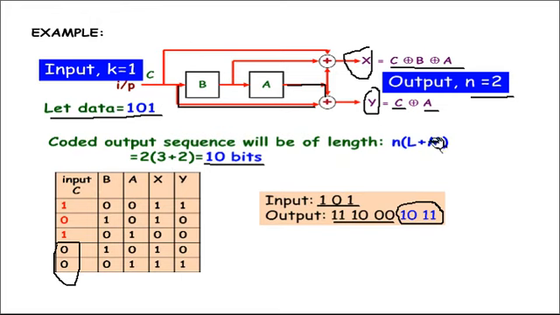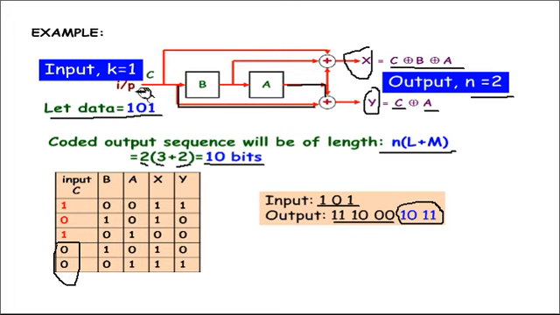How to calculate this 10 bits? It is with the formula: the coded output sequence will be of length n into L, that is, the number of encoded output bits. Here the constraint length is 3, the number of output bits is 2, and the active memory elements will be only 2, that means B and A, because C just carries the input bits one by one. Based on this, these 10 bits will be displayed.